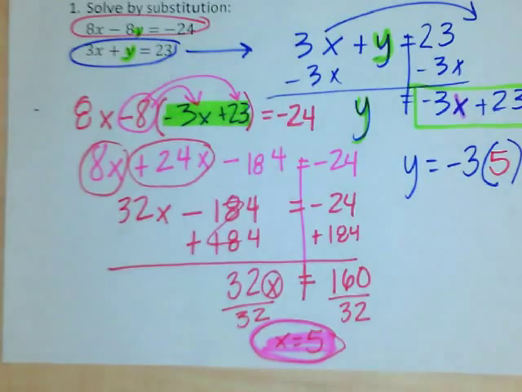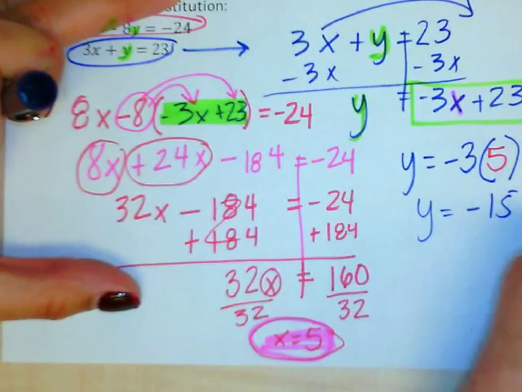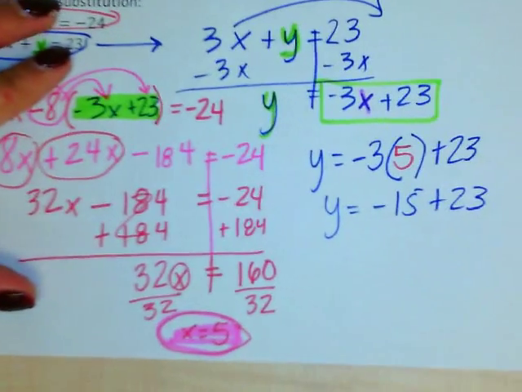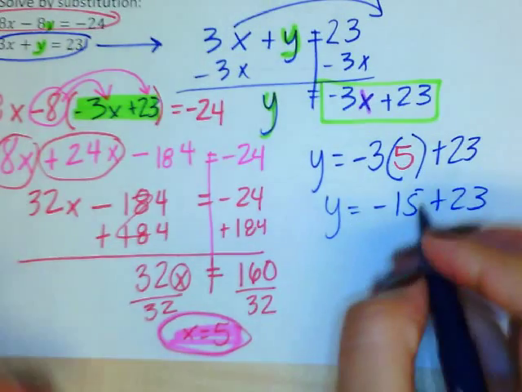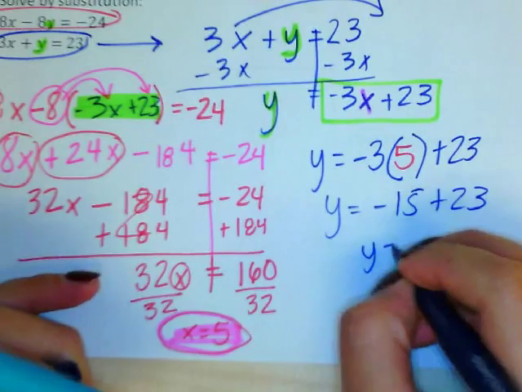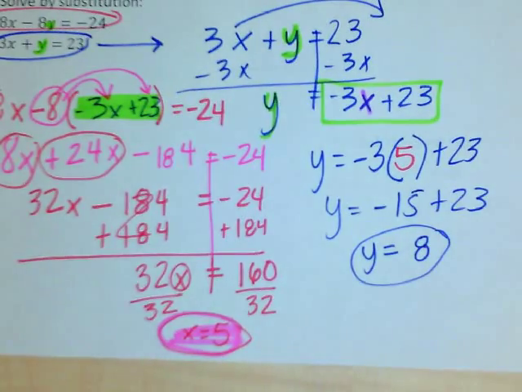and then solve it. Okay, so here I'm going to have y equals negative 15 plus 23, and then the last step would be to put these together. This is a negative and a positive, so we have to subtract, and y equals 8. Okay, so now we get both values.